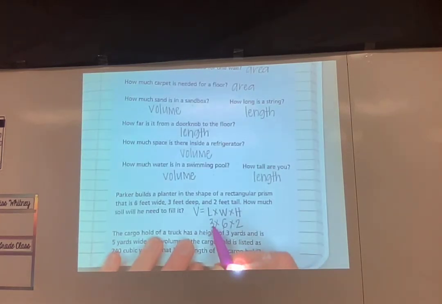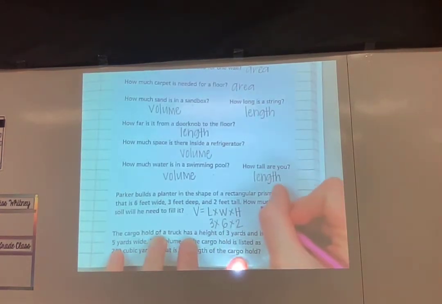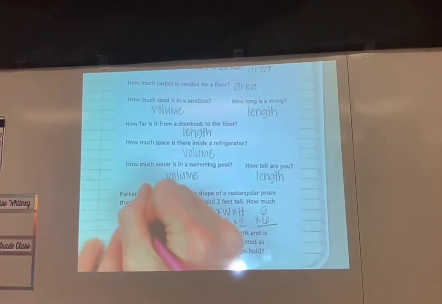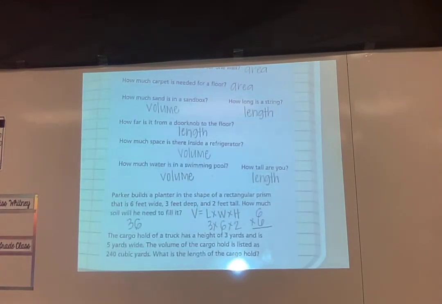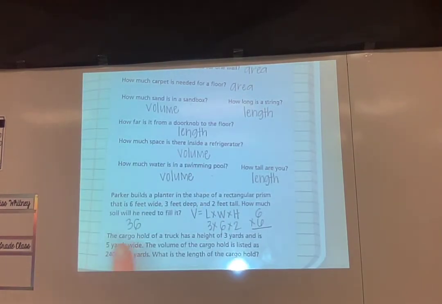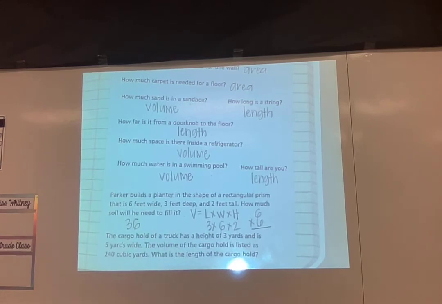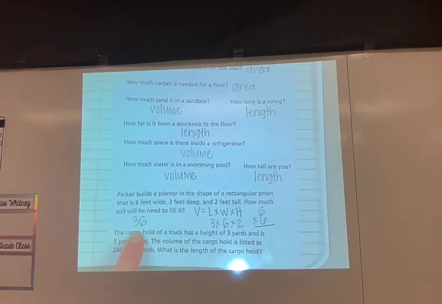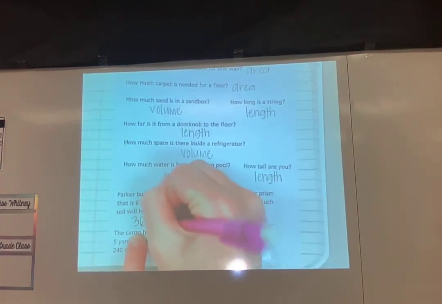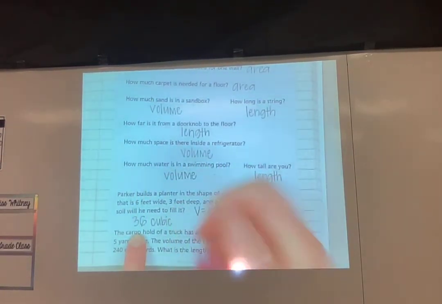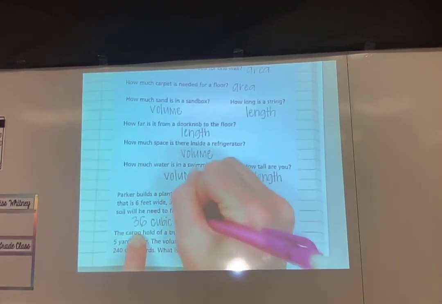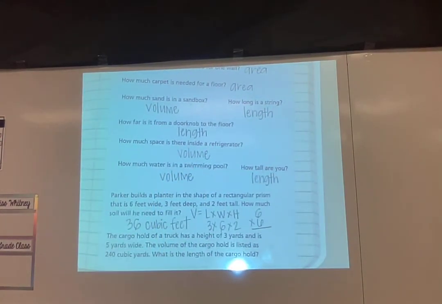I'm going to do 3 times 2 first, which is 6. And then I need to times by the other 6. And 6 times 6 gives me 36. So his planter is 36. It says how much soil will he need to fill it? 36. I have to be careful to get the right label. We were finding volume, so it needs to be cubic. And then I'm looking for my units. They were using feet. So it would take 36 cubic feet of soil to be able to fill the planter that he is making. Okay, one more.